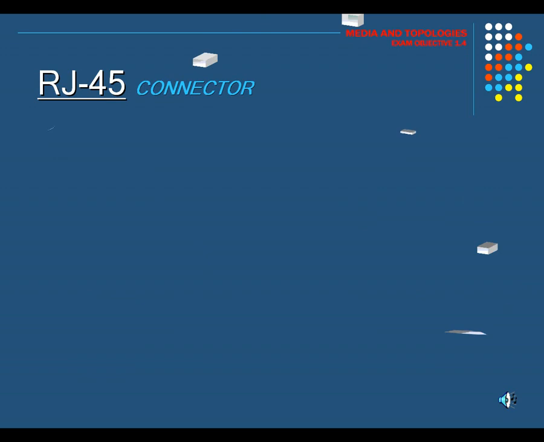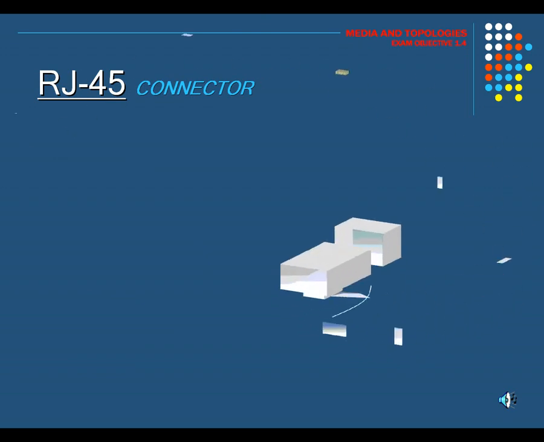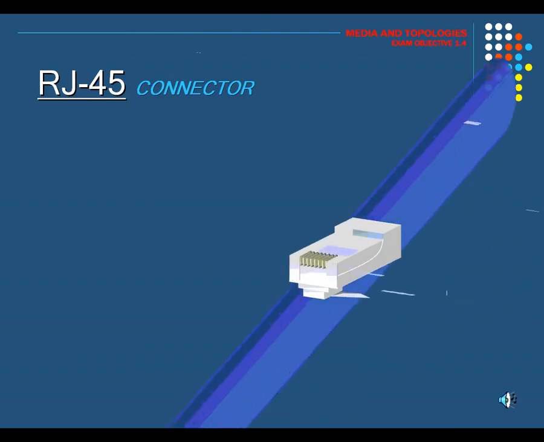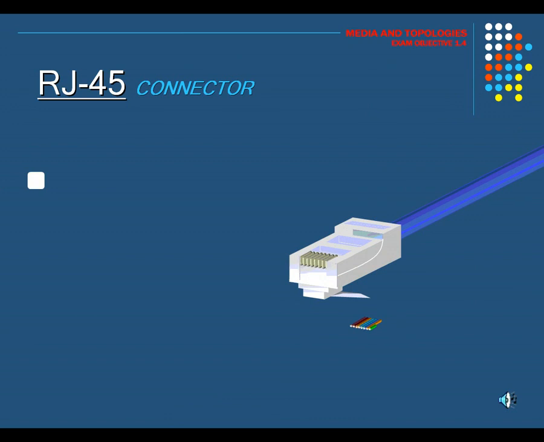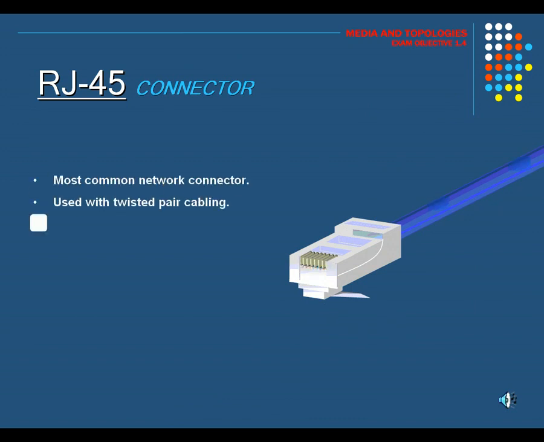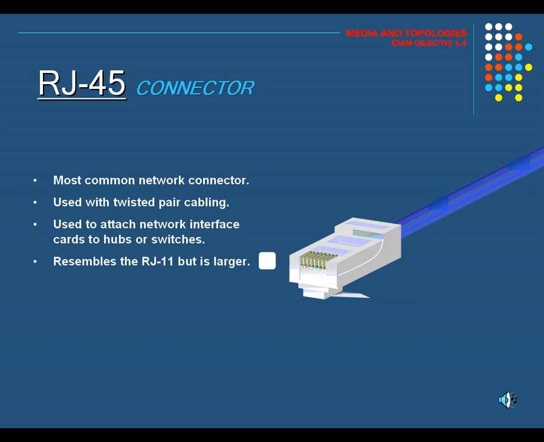The RJ45 is the most common network connector. This is an 8-wire connector used to connect computers to local area networks. Like the RJ11, it also locks itself into place by a hinged locking tab, and it also resembles the RJ11, but it's larger.